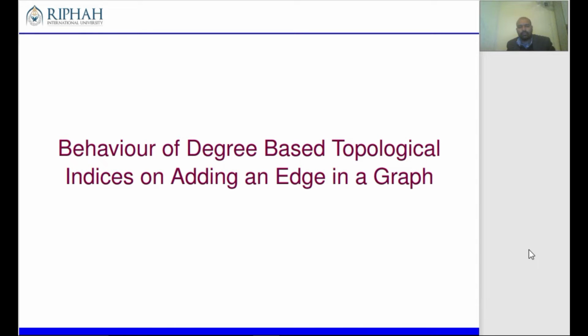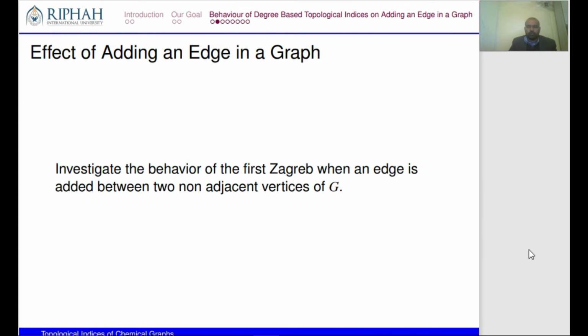So let's discuss the behavior of degree-based topological indices when an edge is inserted in a graph. We start the topic of extremal graph theory with this very basic idea: inserting an edge between two non-adjacent vertices. So we have our first question: investigate the behavior of the first Zagreb index when an edge is added between two non-adjacent vertices of G.